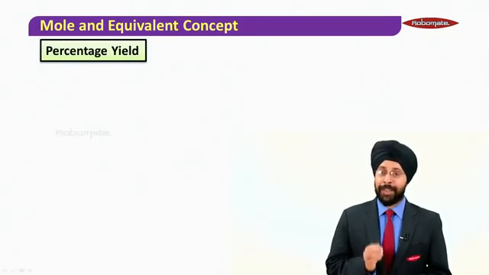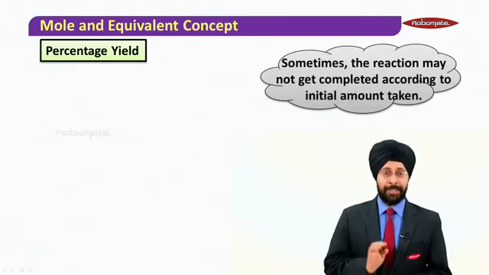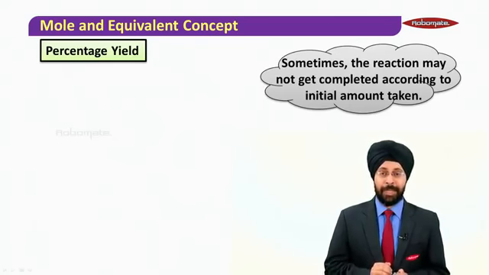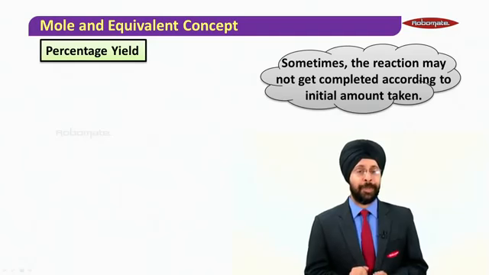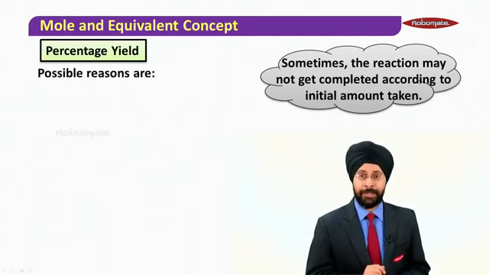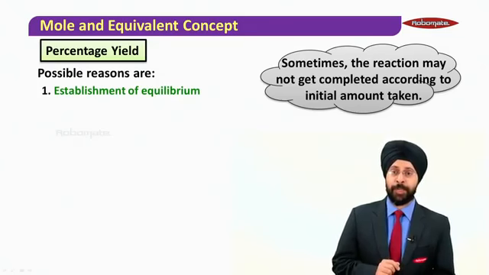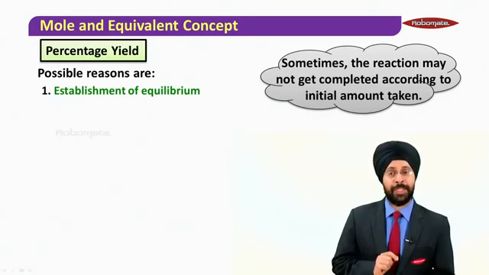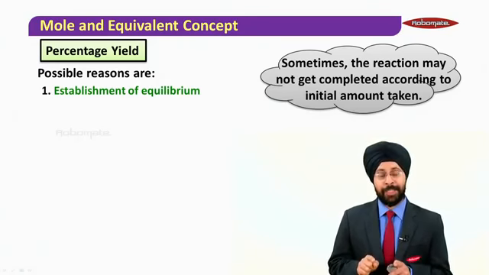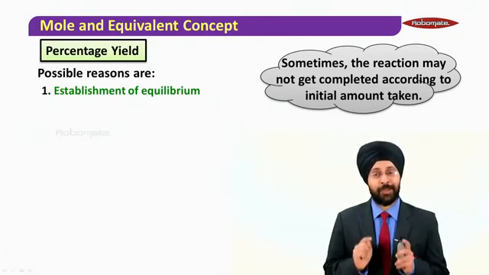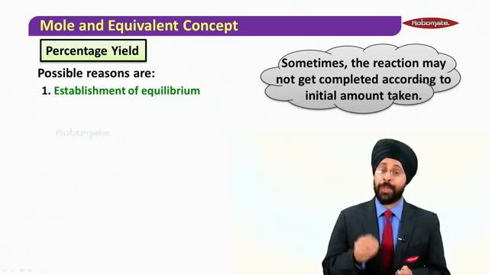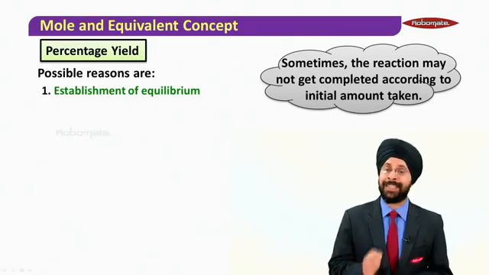Now let us discuss a very important term, percentage yield. What is percentage yield? Sometimes the reaction may not get completed according to the initial amount taken. मतलब आपने जो भी amount लिया उससे आप जो predict करते हो ना बनेगा वो बनता ही नहीं है. What are the possible reasons? The first possible reason is establishment of equilibrium. Now this chapter you will read later in the portion of chemistry, but let me tell you, जितना reactant आप लेते हो वो एक time के बाद stabilize हो जाता है, वो आगे बढ़ता ही नहीं. So that is called as equilibrium. And therefore आप पूरा reaction के corresponding जो product expect कर रहे हो वो आता ही नहीं है.